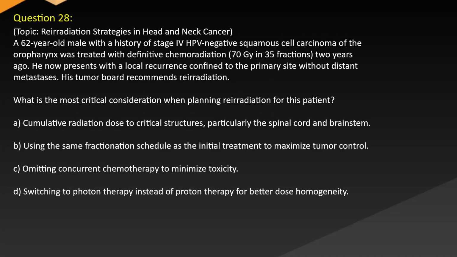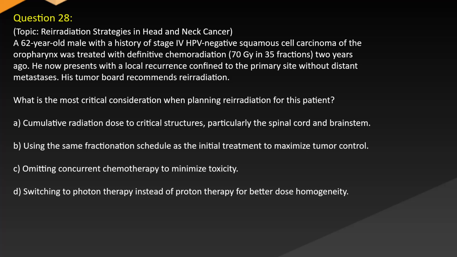Question 20. Topic: Reirradiation strategies in head and neck cancer. A 62-year-old male with a history of T1D HPV-negative squamous cell carcinoma of the oropharynx was treated with definitive chemoradiation, 70 Gy in 35 fractions, 2 years ago. He now presents with a local recurrence confined to the primary site without distant metastases. His tumor board recommends reirradiation.